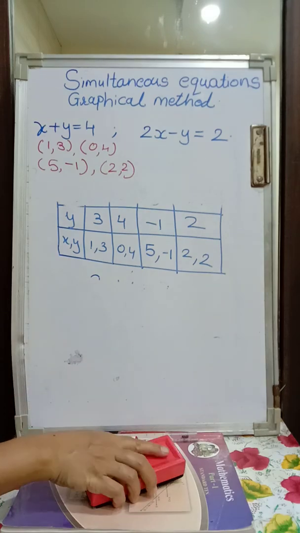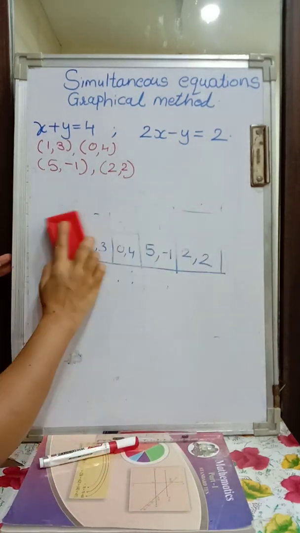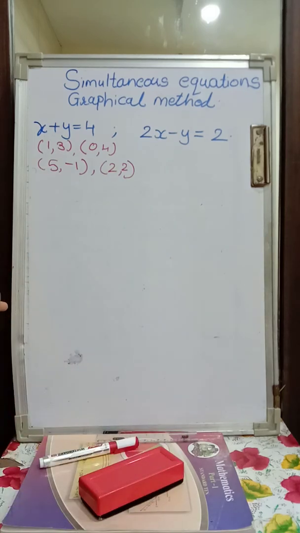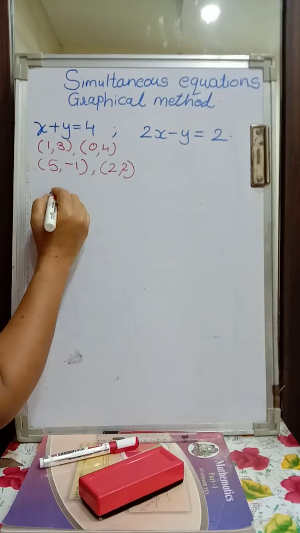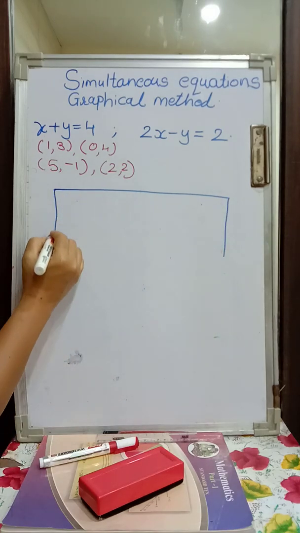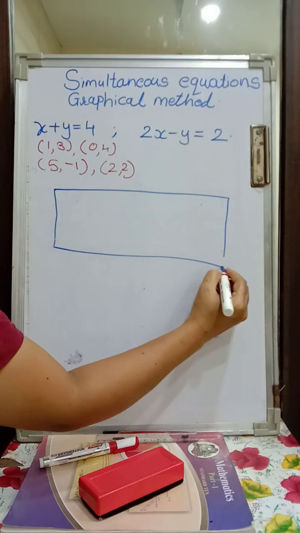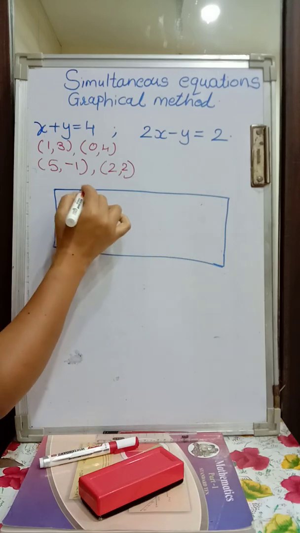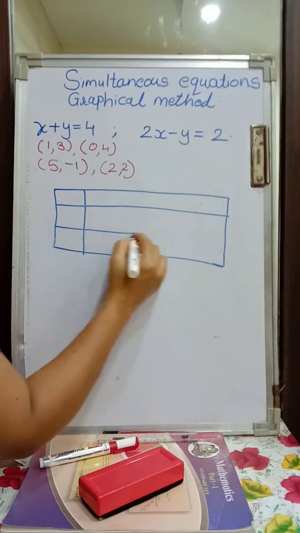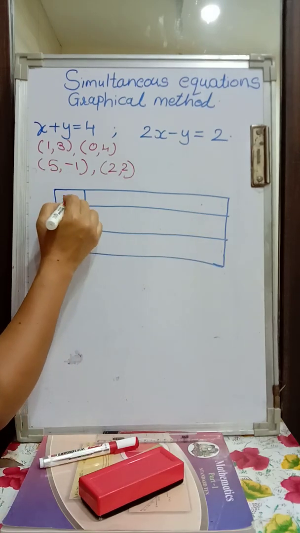Let's do the same thing for the second equation quickly now. So now the second equation is what? 2x minus y is equal to 2. So first let us find the ordered pairs. So we have x, y, and below we'll have the values.